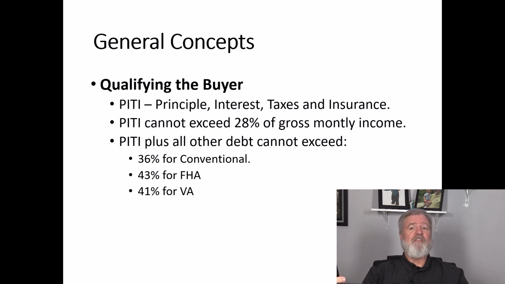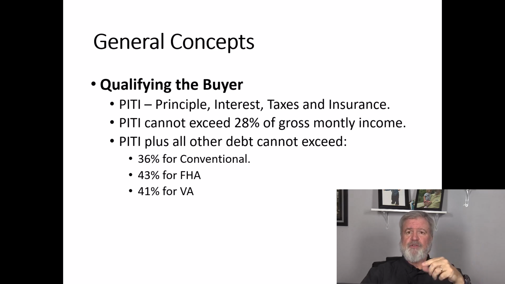If you're not familiar with PITI and you don't know what that stands for, make sure you do. Memorize it. It stands for principal, interest, taxes, and insurance. So there are four things that make up the total payment you're making every month. If you're paying $1,000 a month in house payment, part of that $1,000 goes towards principal. The principal is what's actually paying down what you owe.